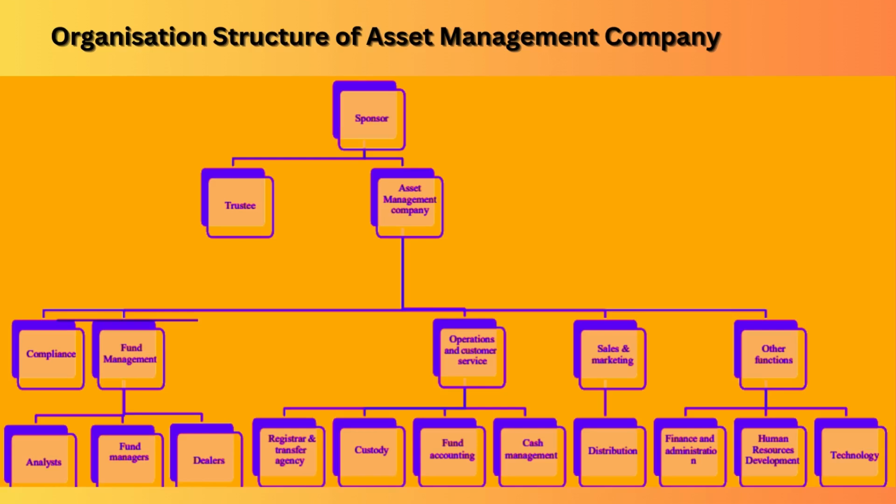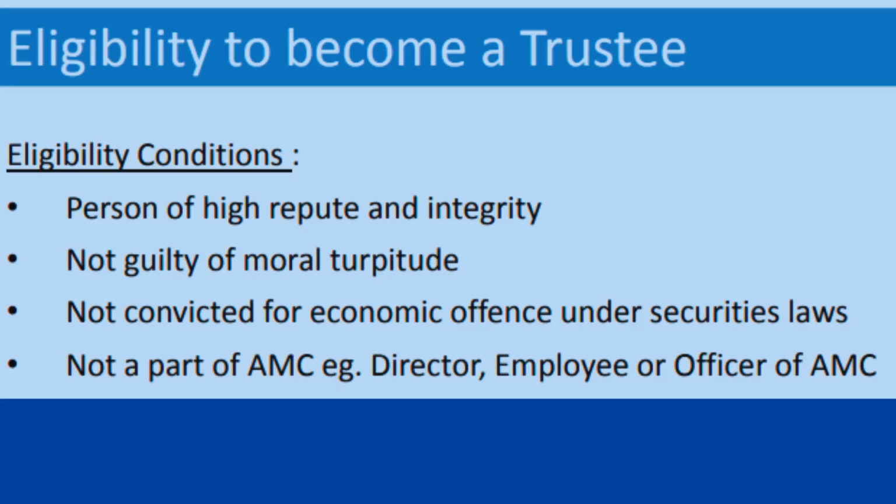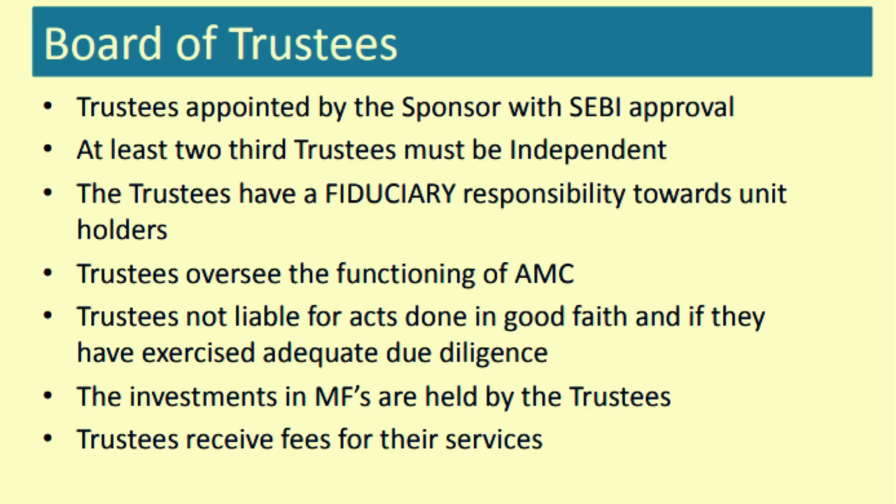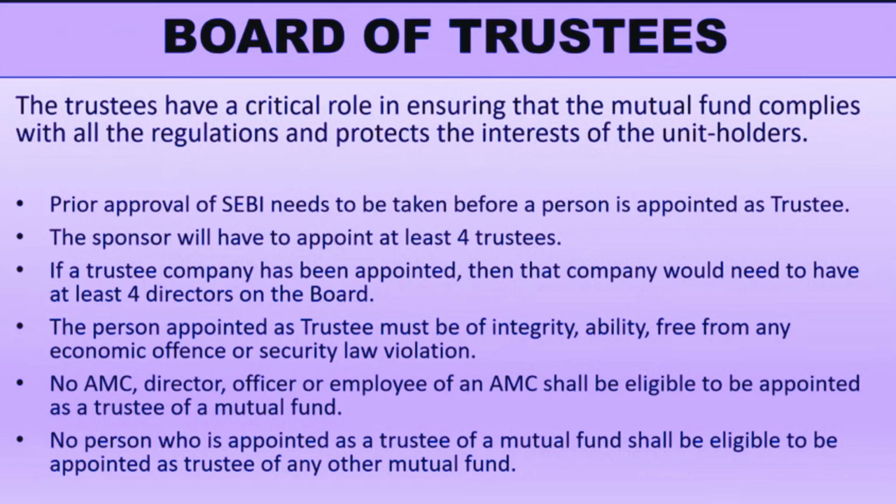If the AMC wants to launch a new fund, they need approval from the trustees. Some laws applicable to the trustees are the Indian Trust Act, the Companies Act, and the SEBI Mutual Fund Regulations. The structure of the mutual fund has safeguards to ensure multiple levels of accountability. The trustees function similar to the board of directors of a company, and SEBI has some rules pertaining to who can be appointed as a trustee. At least two-thirds of the trustees must be independent and not related to the sponsor in any capacity. There must be a board of trustees with at least 4 independent trustees.